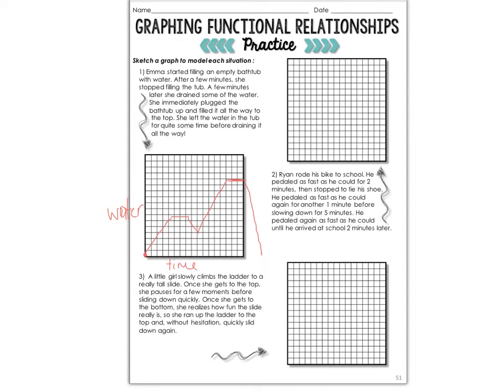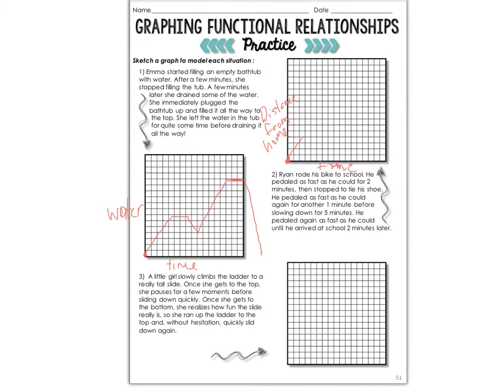So again, 2 variables that we are comparing together. First off, on the x-axis, time. On the y-axis is distance from home. So, starting out, first off, Ryan is starting at home. So again, starting at the origin, it says he pedaled as fast as he could for 2 minutes. So I'm just going to show going as fast as he could for 2 minutes.